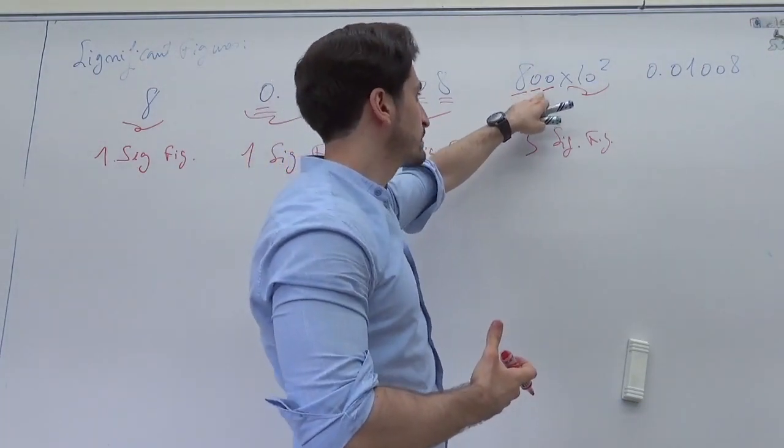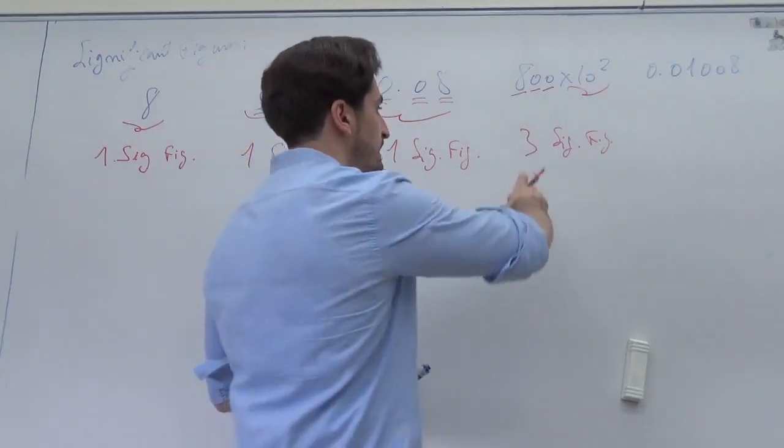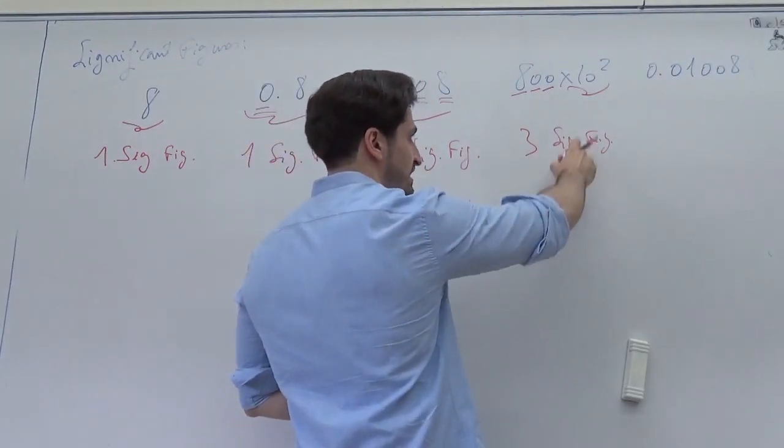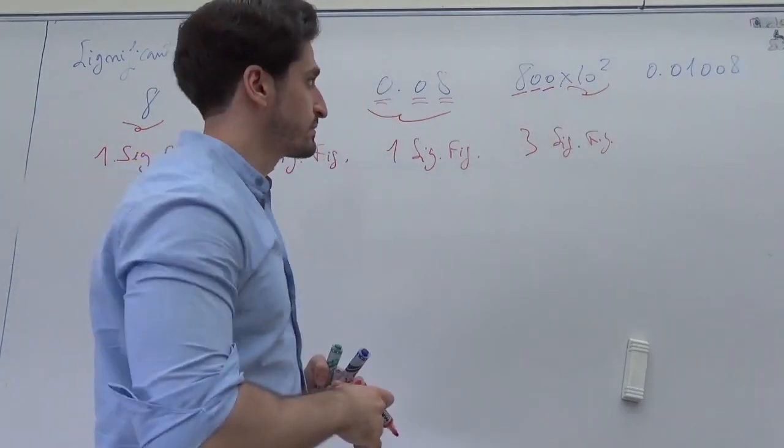Therefore, it is okay to count the zeros after it as part of the significant figures. So over here we have a total of 3 significant figures, and like I said, the power is not counted as part of the significant figures.